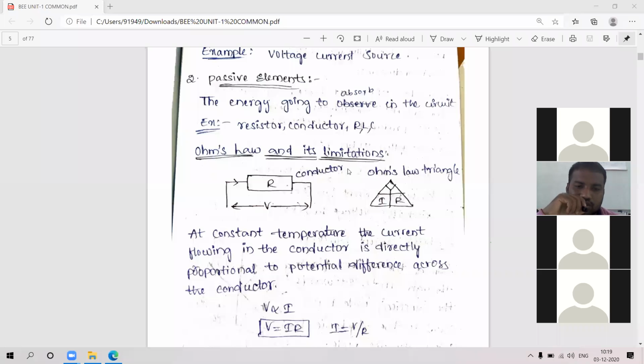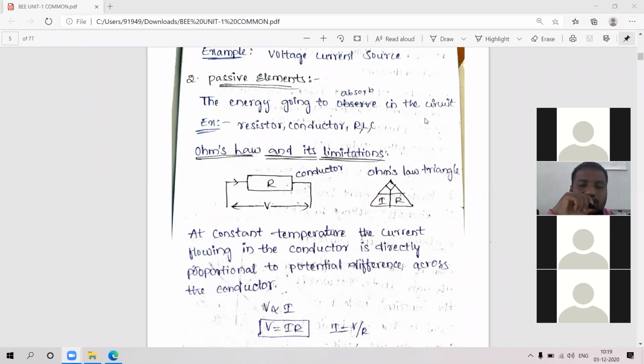When we apply that voltage at constant temperature, what happens is, when you apply some potential to it, automatically the current will be flowing. Yes or no? When you give the potential difference or battery, the current will be flowing into it. So this is the statement you need to write.